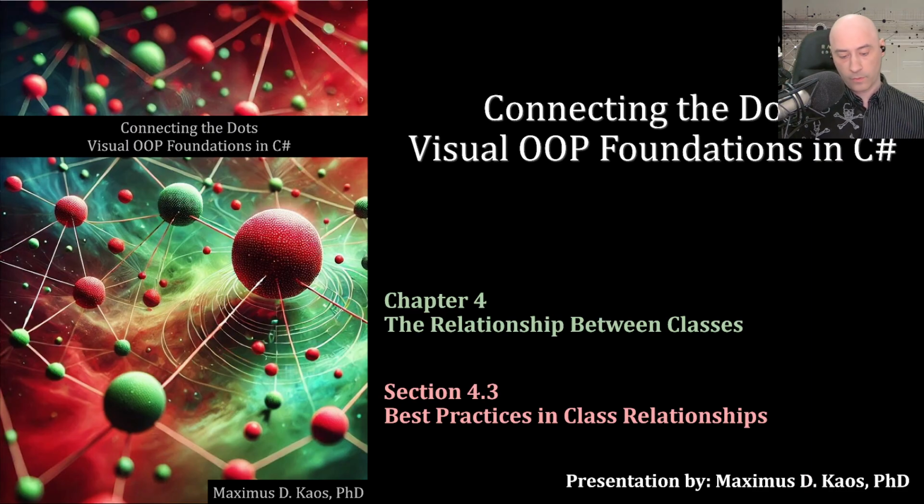So in the previous sections, we learned about two fundamental ways that classes can relate to each other: through has-a relationships, where one class contains another as a member, and through is-a relationships, where one class inherits from another. We'll look at how to design and manage these class relationships effectively.